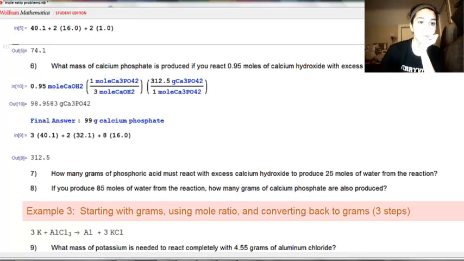Okay, good. So let's just review what we did. We started with the given number in the problem, 0.95 moles of calcium hydroxide. We used our mole ratio found from the balanced equation to figure out how many moles of calcium phosphate we'd have. We then found the formula mass of calcium phosphate and used that to figure out the number of grams of calcium phosphate. Then we rounded to the correct sig figs and got our final answer. So, go through numbers 7 and 8, submit your answers, and you are all set.